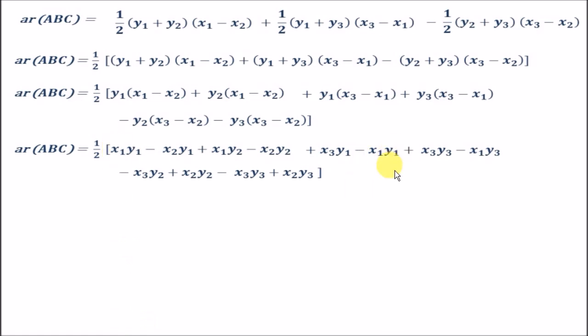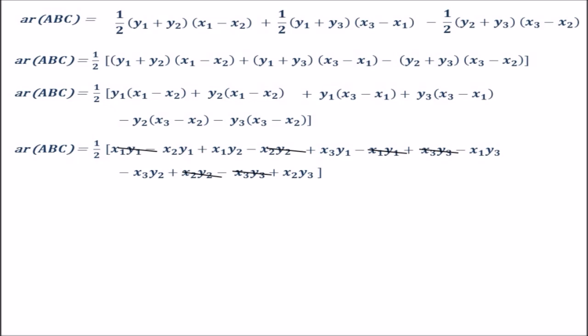Here the quantities with same subscript for x and y can be cancelled out. First, x1 y1 minus x1 y1 can be cancelled out. Then minus x2 y2 plus x2 y2, they are also equal and opposite, so they can also be cancelled out. And plus x3 y3 minus x3 y3, they are also equal and opposite, so they can also be cancelled out. So the quantities which had same subscript for x and y have been cancelled out.